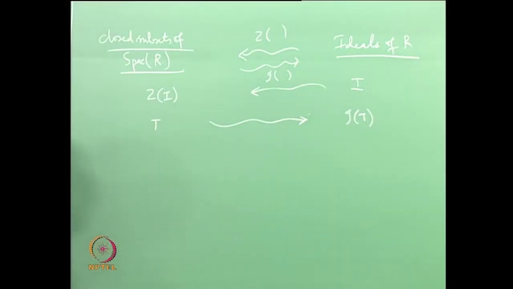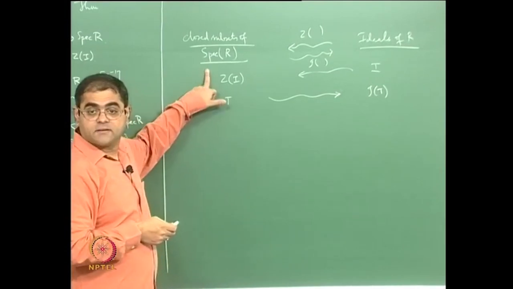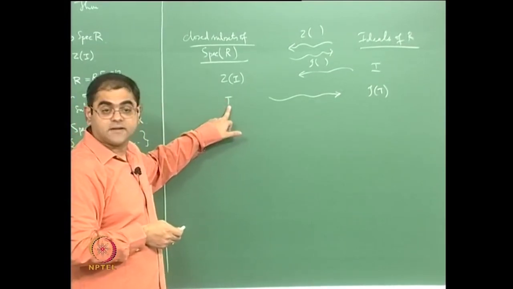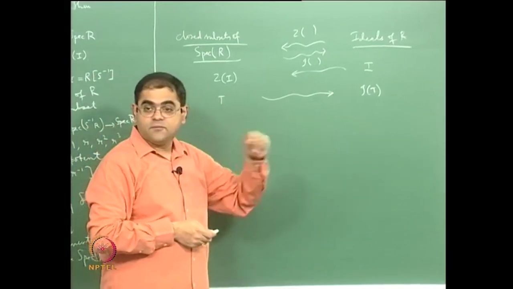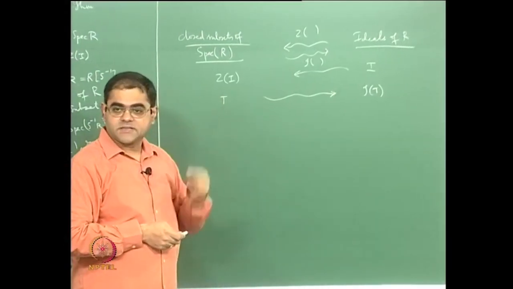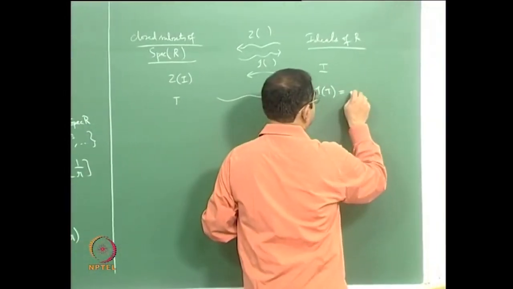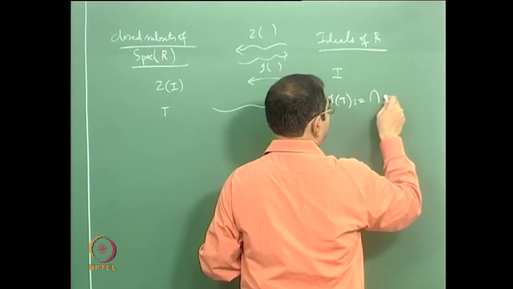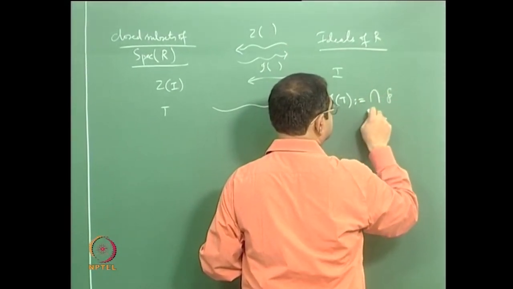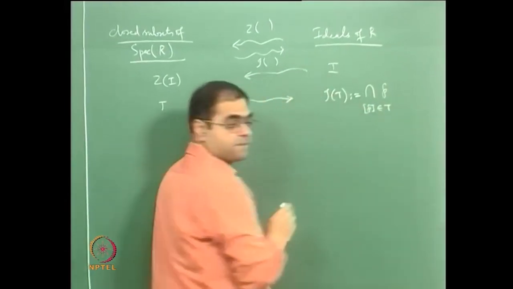T is a subset of spec R, so it is a certain collection of points which correspond to certain prime ideals, and I of T will simply be the intersection of all those prime ideals. So I of T will be defined to be equal to the intersection of all those P such that the point corresponding to P is in T, okay.